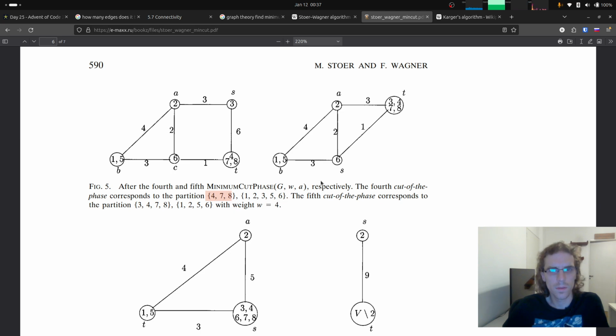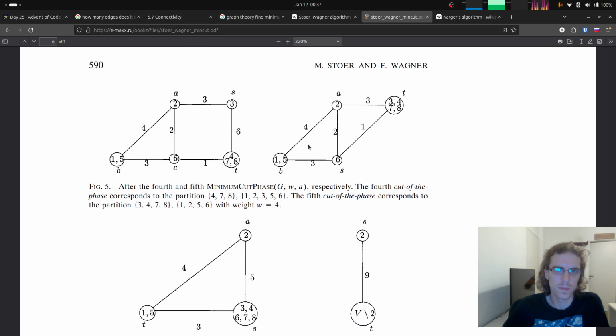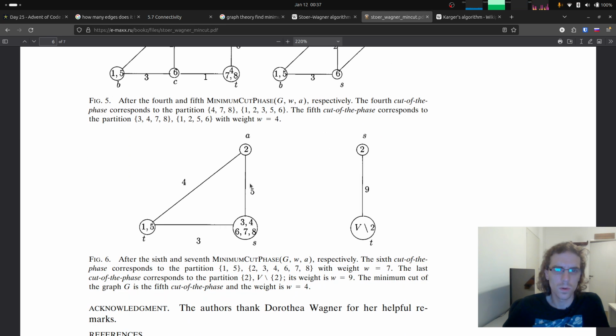The fifth cut of the phase corresponds to, okay, so here we go, A, B, S, and T. This is a bit more interesting with a weight of 4 here, which is weird. But these are like the original vertices too. Okay, and you're going to join this and this. So you end up with this, and you go again A, S, and T. You start now with this one, okay, and then this is the last one.